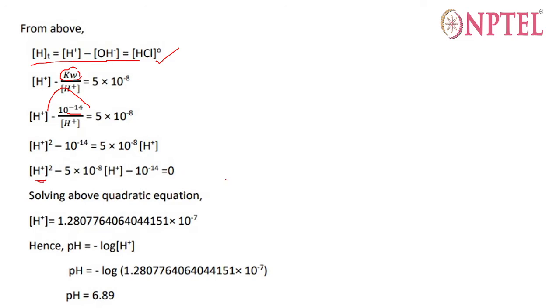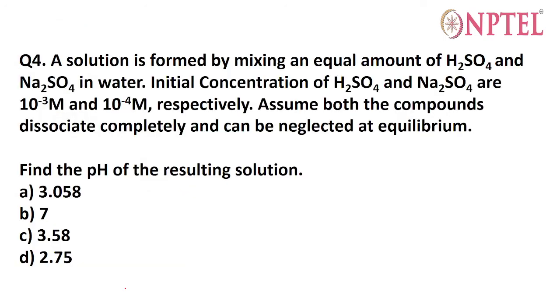If you calculate the H+ concentration, I am getting 1.28077 times 10 to the power minus 7. So this is the concentration of H+ ions. Now I will calculate the pH. It is nothing but the negative logarithm of the H+ ion concentration, right? So I write the negative logarithm, put this value in, and get the pH as 6.89. I hope this is clear. Now we will move to the next question.